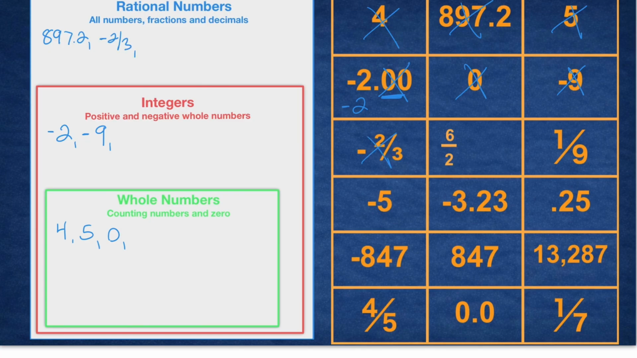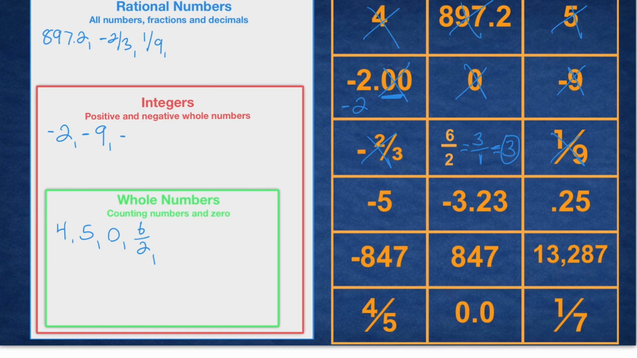Now 6/2, this one's a little tricky. 6/2 is a fraction. However, if we were to simplify this fraction and divide both the numerator and denominator by 2, we would get 3/1. And we know that 3/1 is just 3. So 6/2 is actually a whole number. However, we're going to write it in its original form, 6/2. 1/9, that is a rational number. That's a fraction.